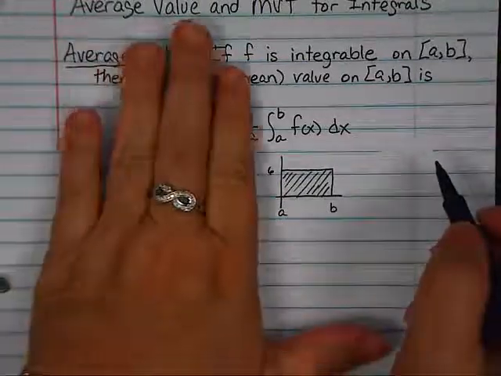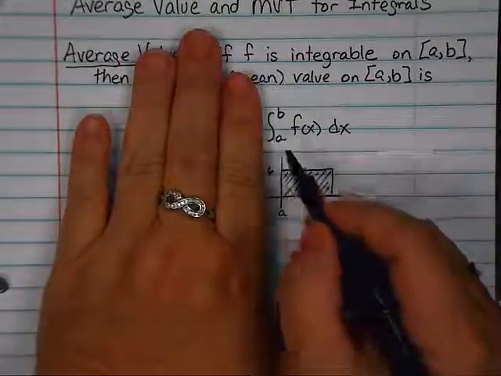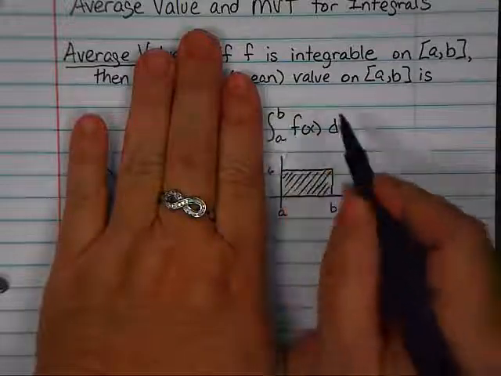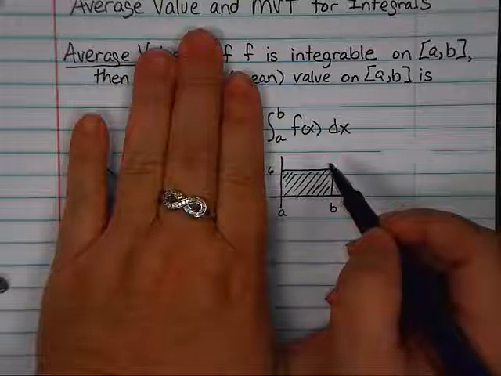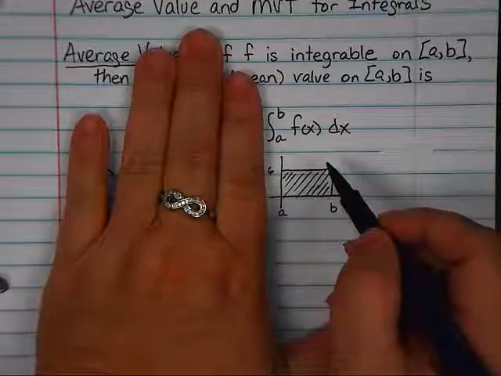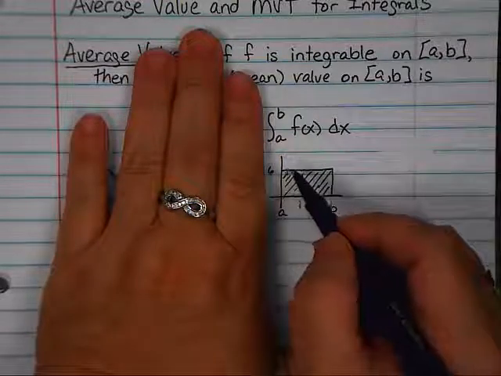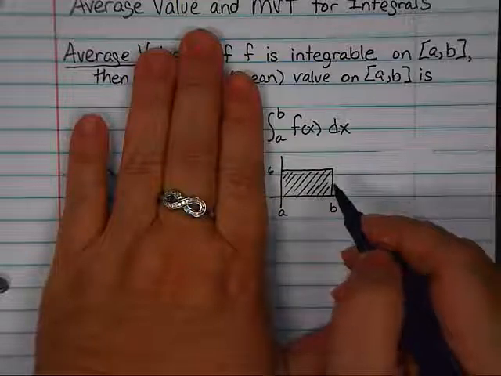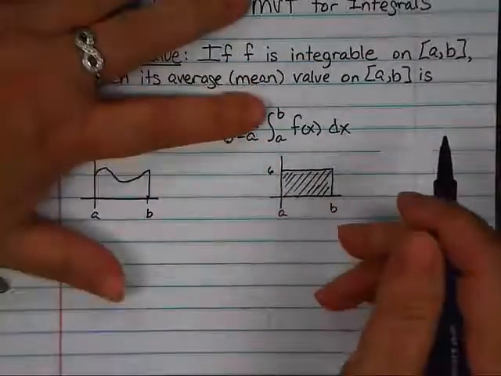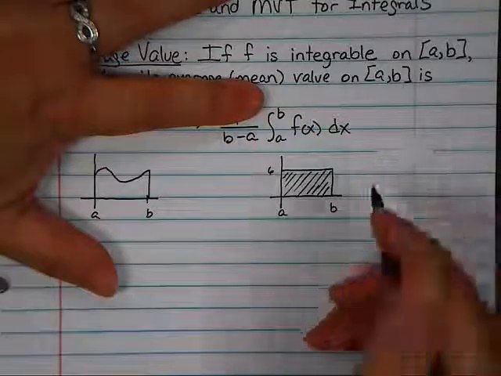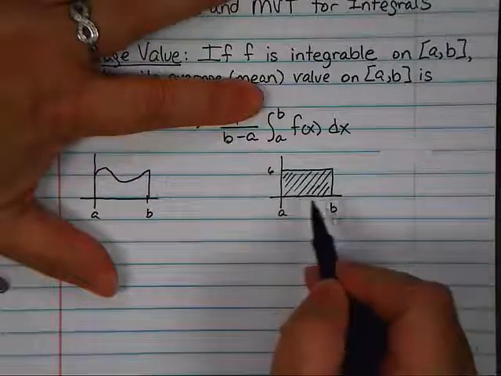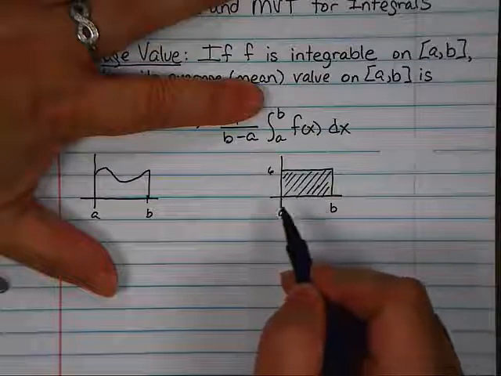Now, look at the formula. Do you see this right here? What does that calculate for you? Doesn't that calculate the area under a curve? Yes. Okay. If I know the area under a curve, what does b minus a calculate for you? What is b minus a on this picture right here? It's the length of the base.